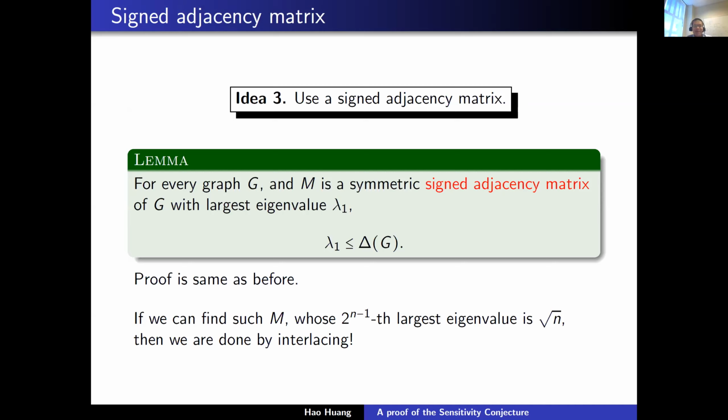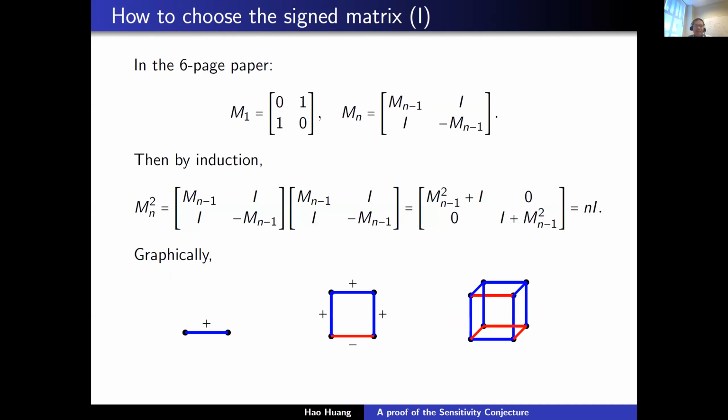Okay, so now this implies that if we can find a signed adjacency matrix of the n-dimensional hypercube graph, such that its 2^(n-1)-th largest eigenvalue is equal to square root of n, then we can just apply Cauchy's interlace theorem and this lemma, and we are done. In my paper, because I want to make the length as short as possible, I just construct the matrix explicitly in this way. But later I'll explain where this comes from.